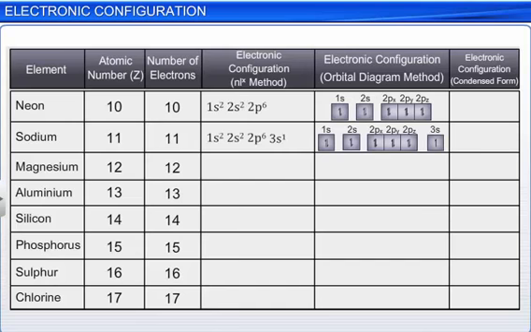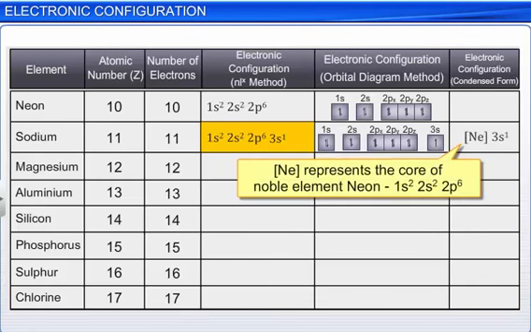Therefore, the electronic configuration of sodium, which is 1s2, 2s2, 2p6, 3s1, can also be written in a condensed form as neon 3s1.